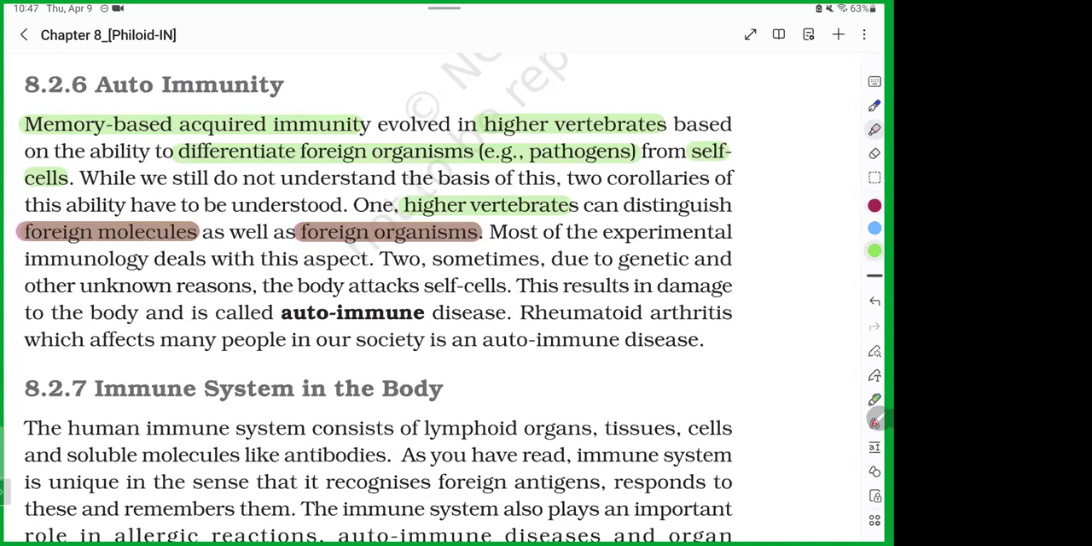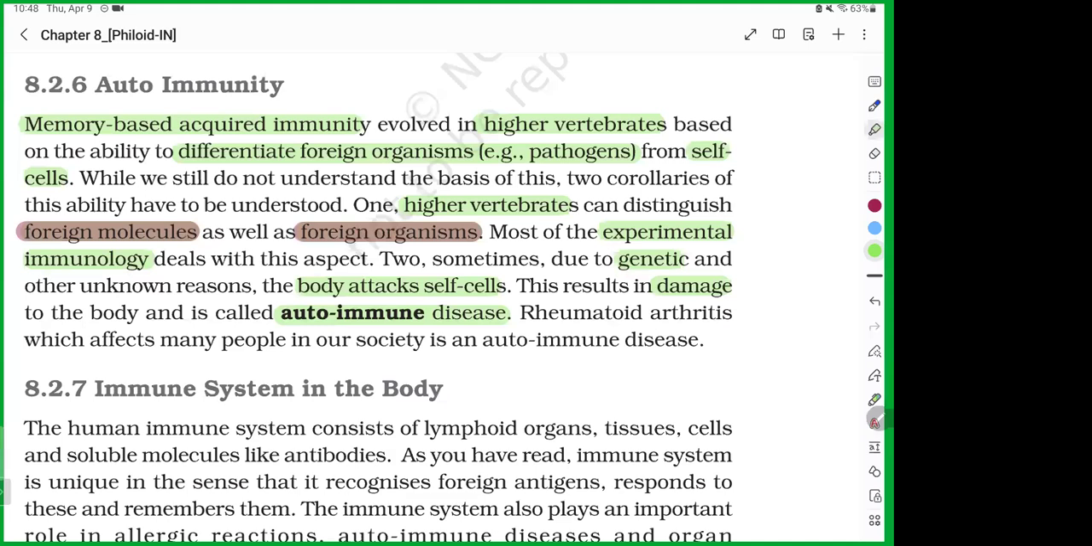And when we talk about experimental immunology, meaning how we apply immunology in real life, this is really important. Correct? And sometimes because of a genetic factor or some unknown reason, the body starts attacking self. This results in damage to the body and is known as autoimmune disease. So remember, you will never forget autoimmune disease: a disease in which the body destroys its own self. Okay? That is autoimmune disease.